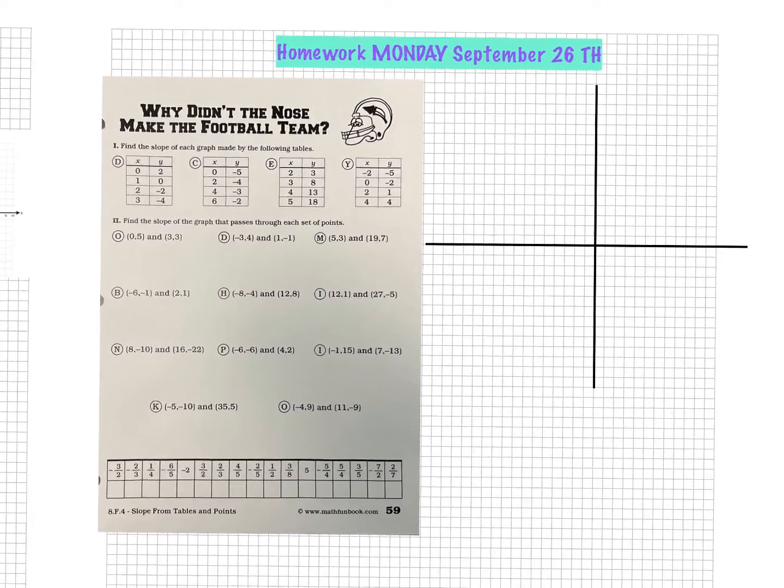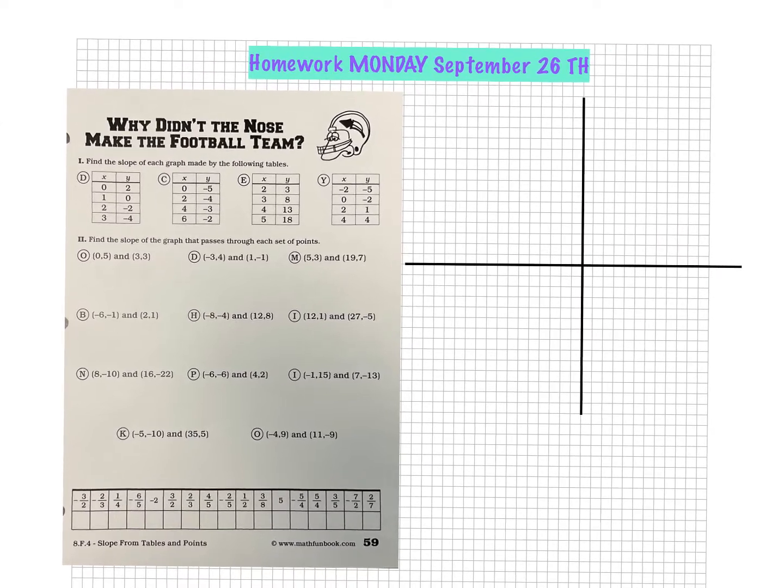Okay, guys, here's the homework for tonight, and I'm going to make this graph over on the left side just to help us out a little bit.